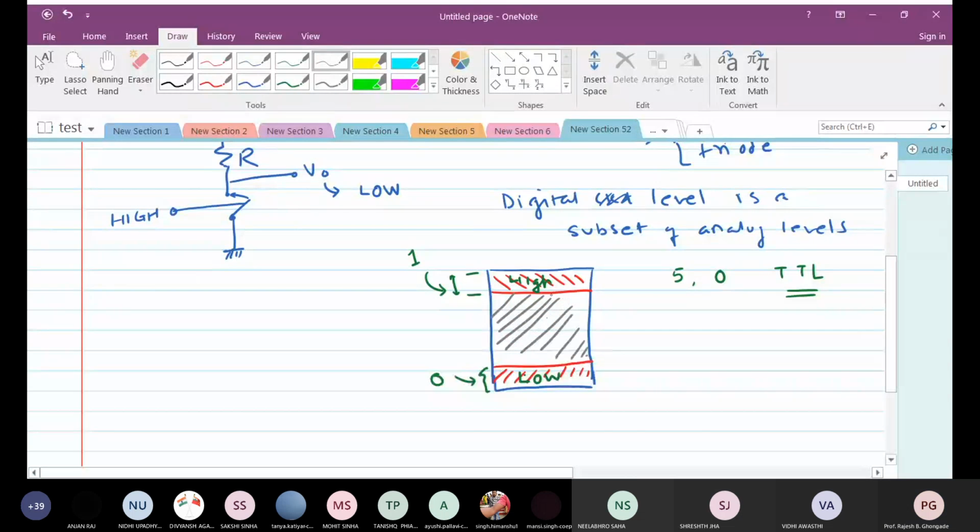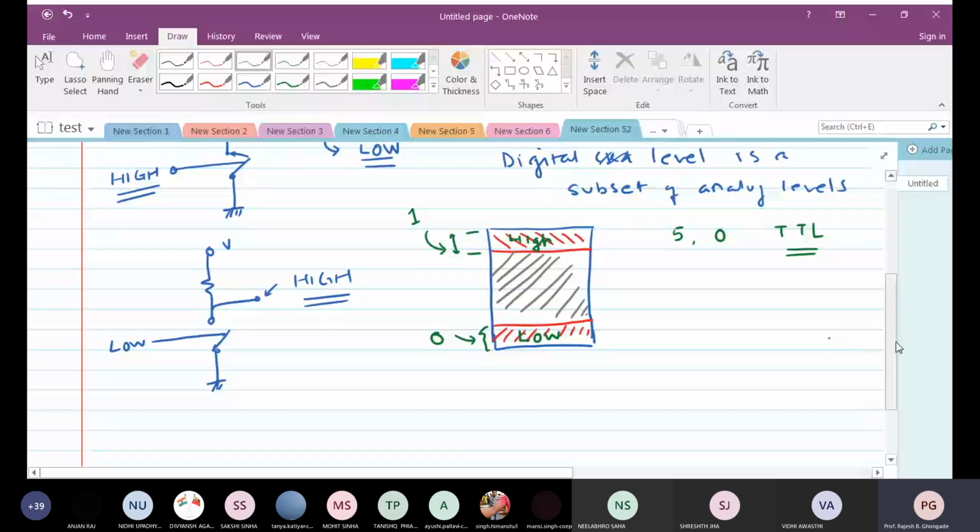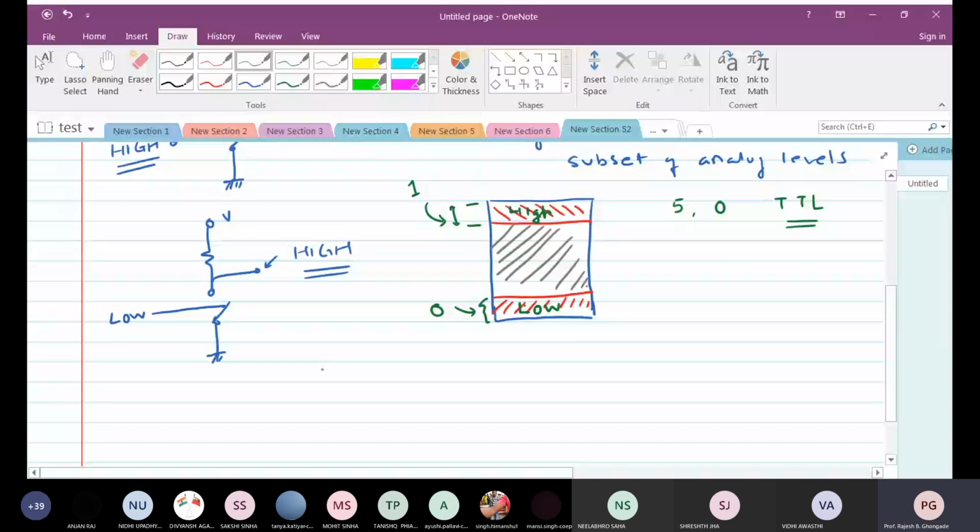So here, in this case, when I apply high over here, the switch closes and I get low at the output. If I do this again, now I am keeping the switch off. So a low here. What will be the voltage here? It will be high. So which gate is being emulated? The NOT gate.